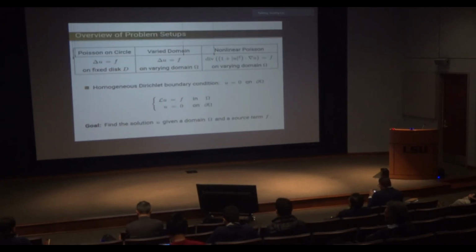Let's first look at the problem setup. From left to right, the first is a simple problem solving a Poisson equation on a circle. Given a heterogeneous F, I try to predict the solution U. Then the middle part is solving the Poisson equation on rare domains. And the last problem is a nonlinear Poisson equation. We solve it on the rare domain as well.